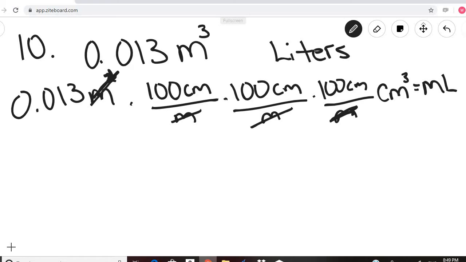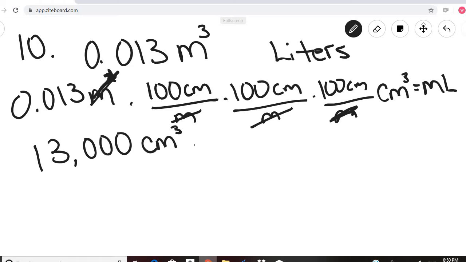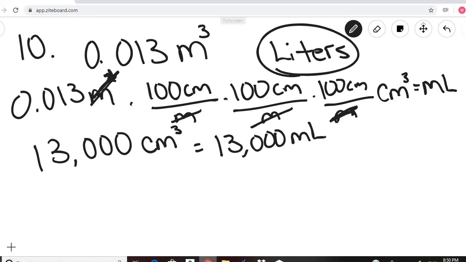So 0.013 times 100 times 100 times 100 will give us 13,000 cubic centimeters. And remember, we said that a cubic centimeter is the same as a milliliter. So 13,000 milliliters. Now we can convert that to liters, which is what the problem asks us for.